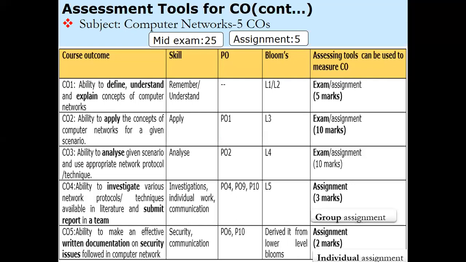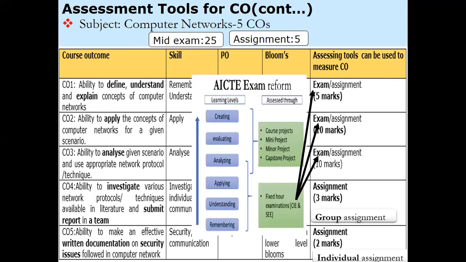Now, if you take CO1, you have written it based on the remember level and understanding level, and you are using the exam as the assessment tool. As per the AICTE norms, with fixed exam hours, you can analyze anything, the remember level as well as understanding. Yes, that's what he says, that exam is correct.